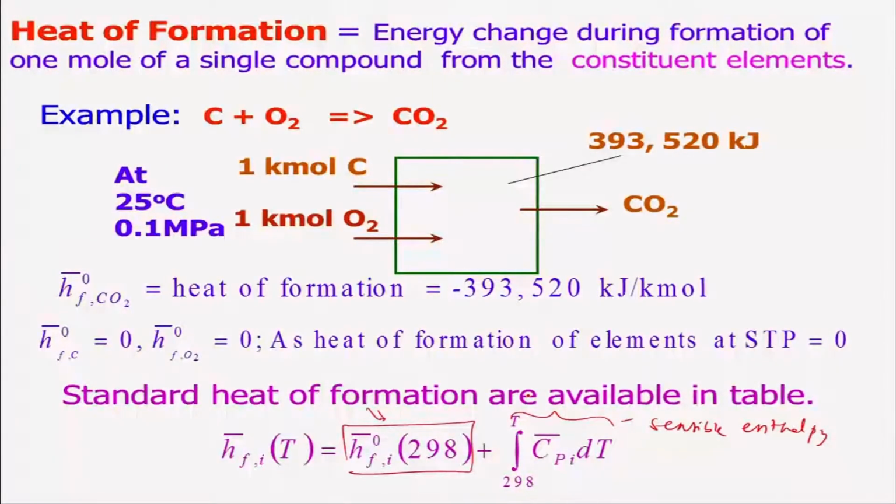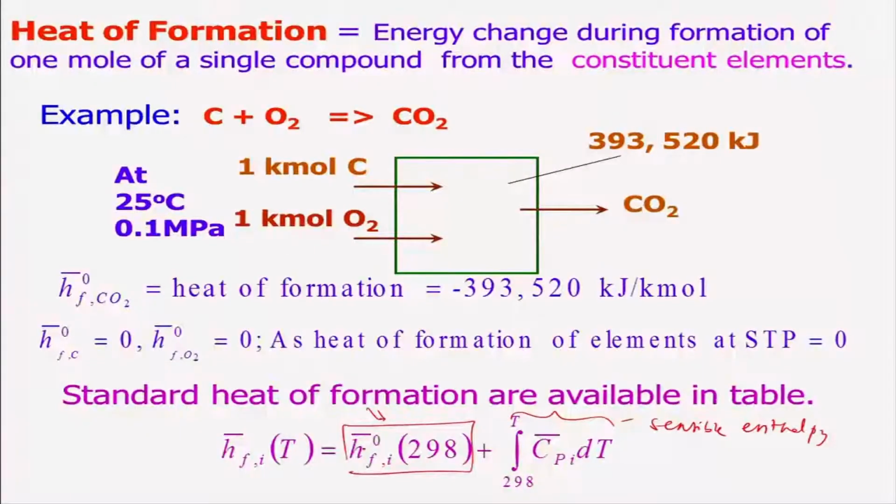For example, let us say you want the heat of formation at 500 Kelvin. So, what will you have to do? You will have to get the data of h_f,i naught at 298 Kelvin, and then take the C_p,i values and integrate the sensible energy from 298 to T, let us say 600 Kelvin, right. So, from that you can get the heat of formation at any temperature.